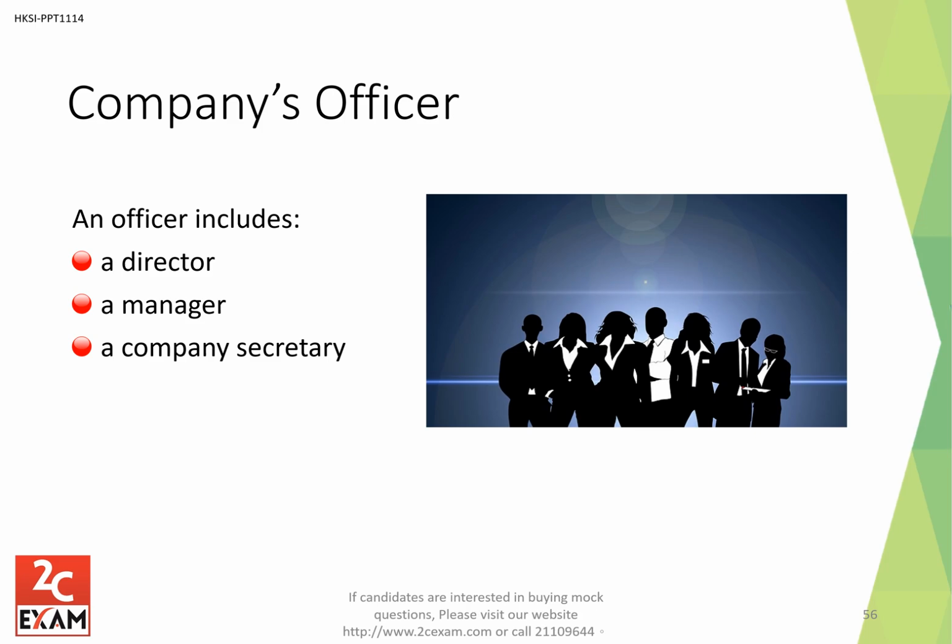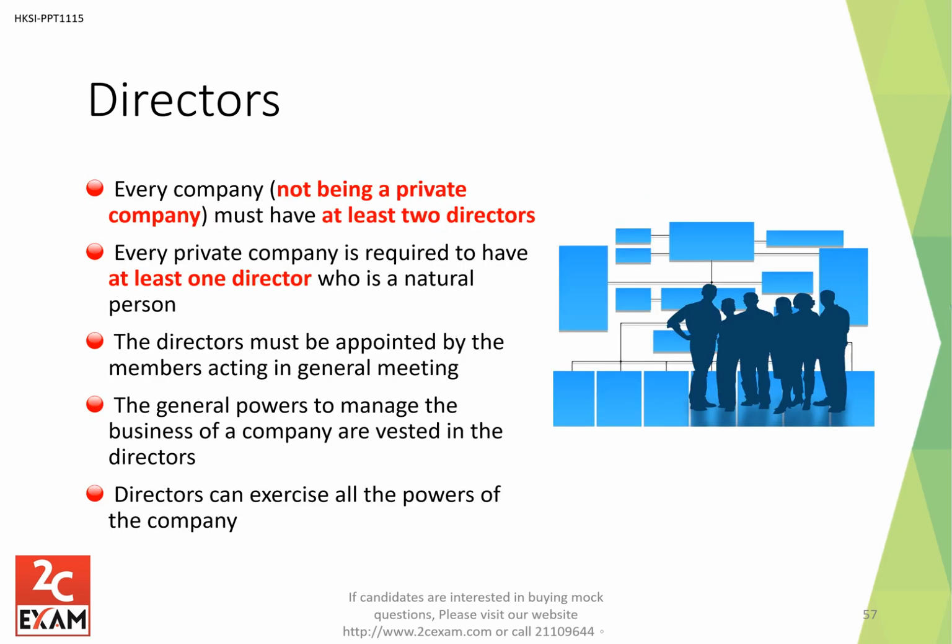What senior personnel does a company have? An officer includes a director, manager, or company secretary. They are the senior personnel in a company. For every company that is not a private company, there must be at least 2 directors. What are non-private companies? As mentioned earlier, these are guarantee companies and public companies, which require at least 2 directors. For private companies, there must be at least 1 director who is a natural person.